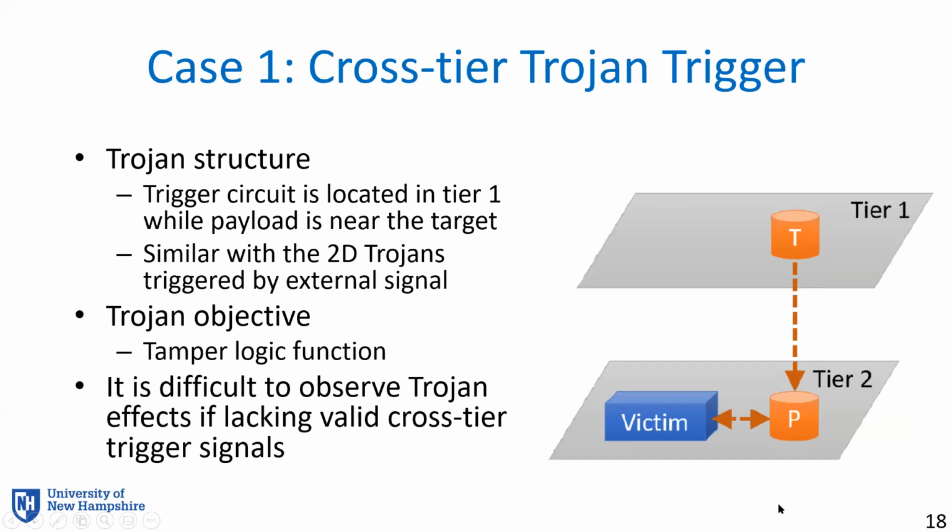Only the Trojan payload is near the victim here. The trigger circuit is controlled by another tier. This means that it's quite difficult to activate the Trojan when we do single tier testing for tier 2.